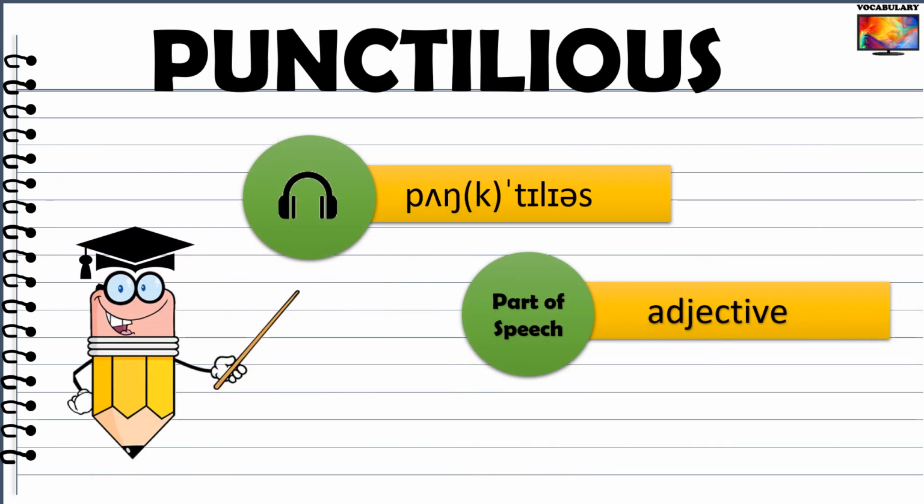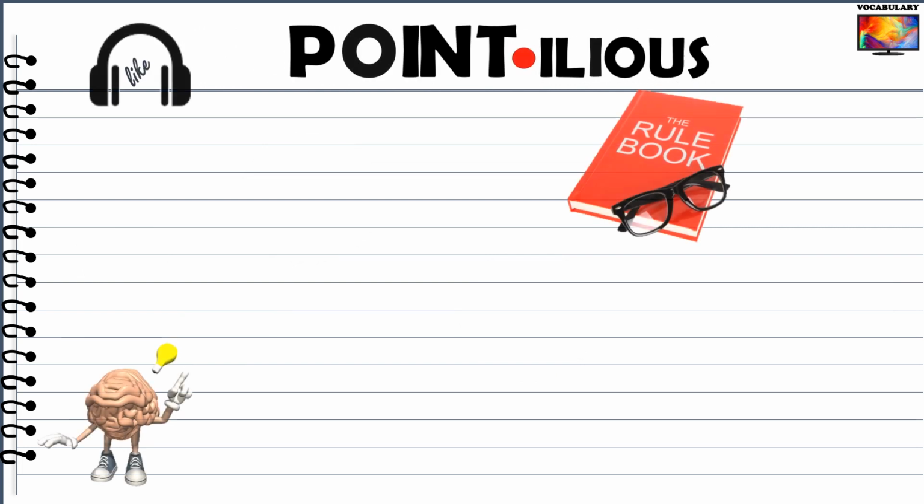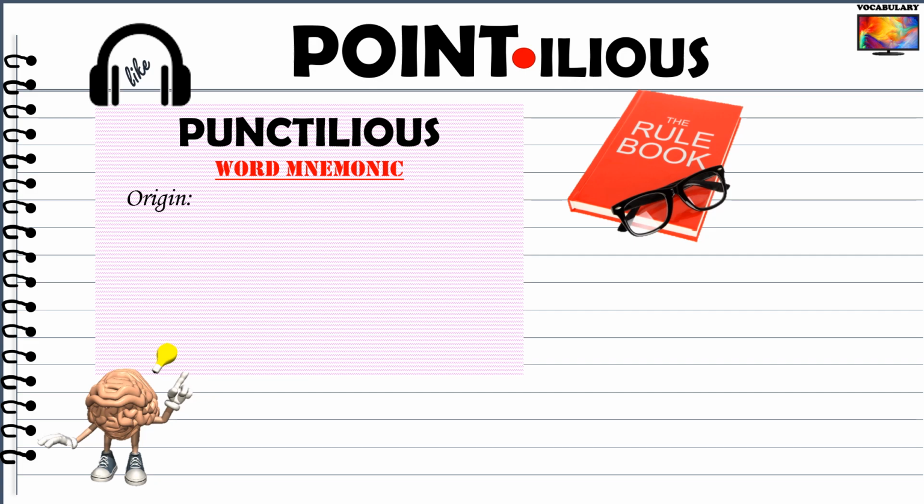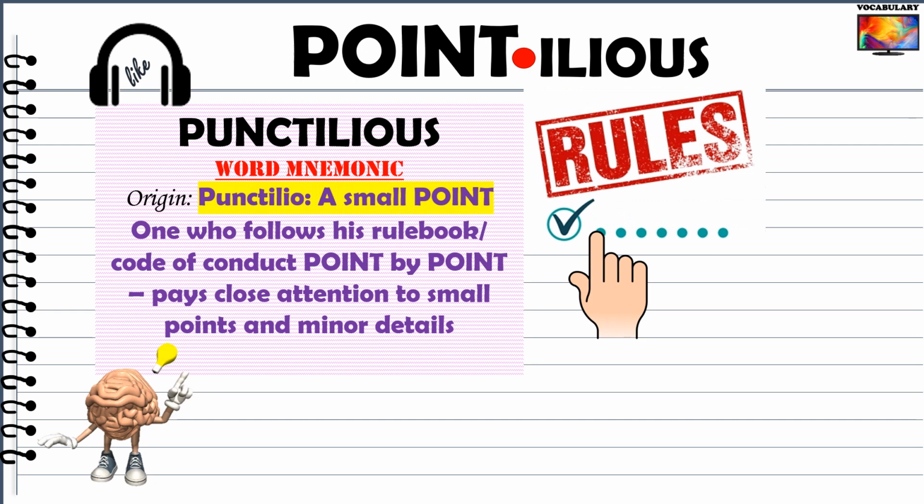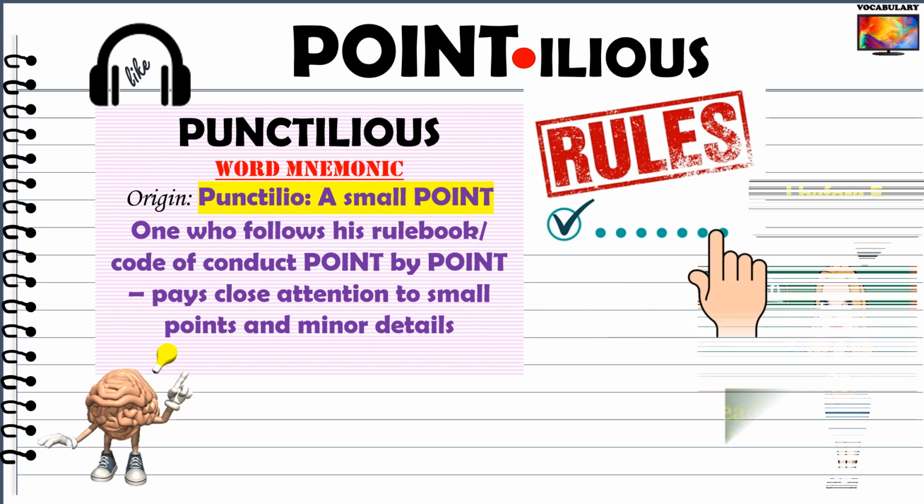Our next word is punctilious, which is a describing word. It functions as an adjective. Sounds like point. You will be surprised to know that the words punctilious and punctual have punctilio as their word roots, and punctilio means a small point. So exploring this point connection, a punctilious person is one who follows his or her rule book or code of conduct point by point and pays close attention to small points or minor details, like perhaps an English teacher.